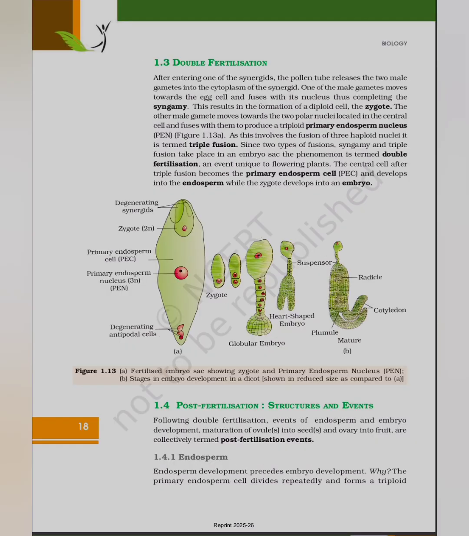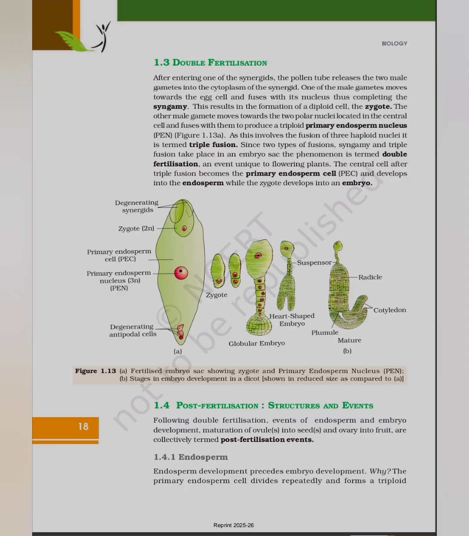Double fertilization. After entering one of the synergids, the pollen tube releases the two male gametes into the cytoplasm of the synergid. One of the male gametes moves towards the egg cell and fuses with its nucleus, thus completing the syngamy. This results in the formation of a diploid cell, the zygote. The other male gamete moves towards the two polar nuclei located in the central cell and fuses with them to produce a triploid primary endosperm nucleus, PEN. As this involves the fusion of three haploid nuclei, it is termed triple fusion.